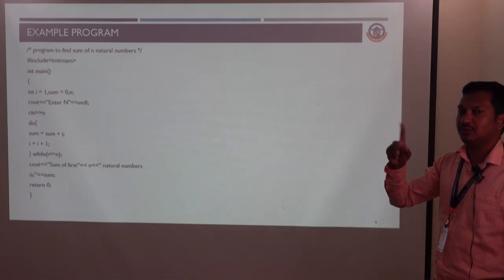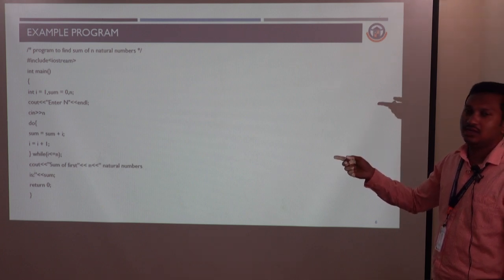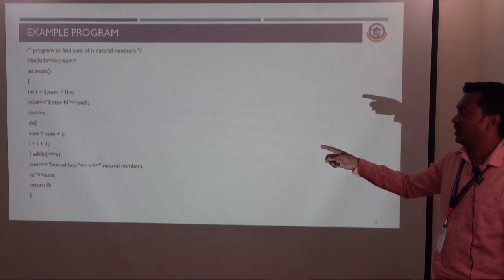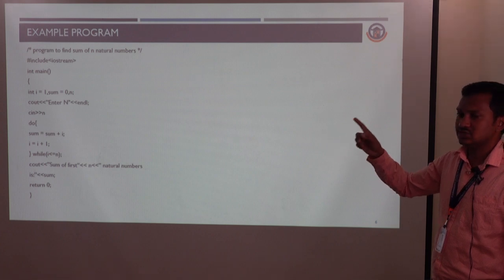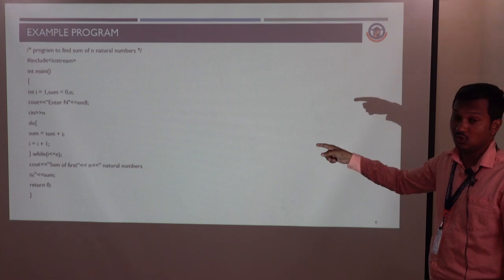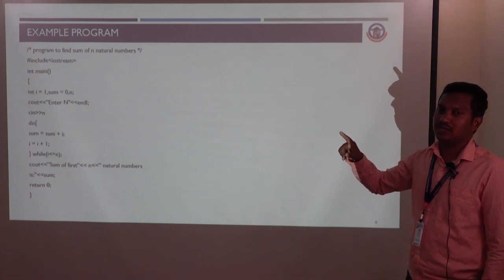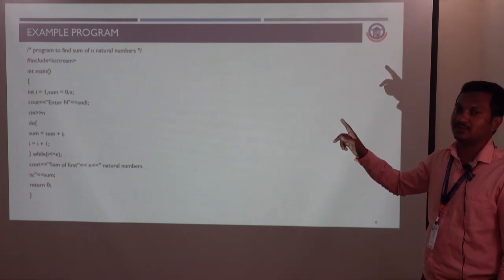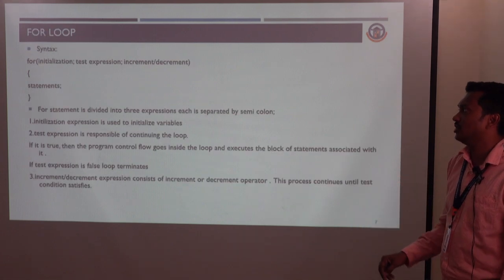When we compare while and do while for this program's output, if the condition is true, at least one time the statement will be executed in the do while loop, but in while the statement will not execute if the condition is false. Next we go to the for loop.